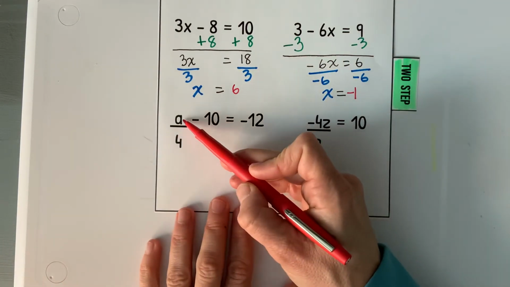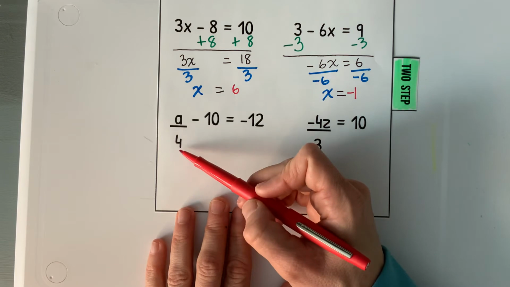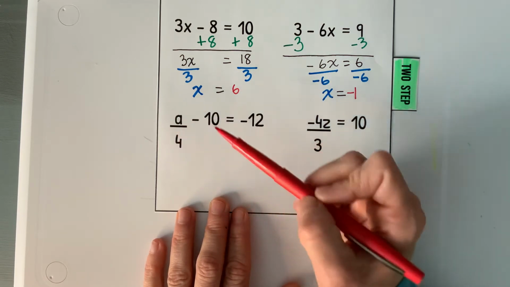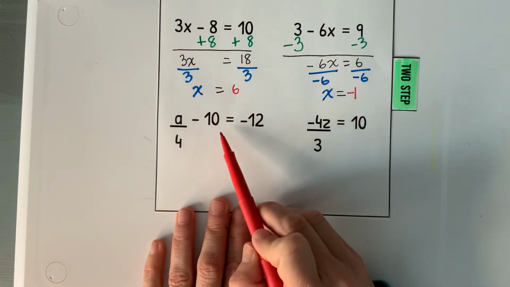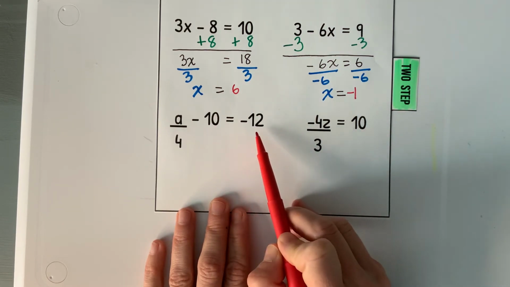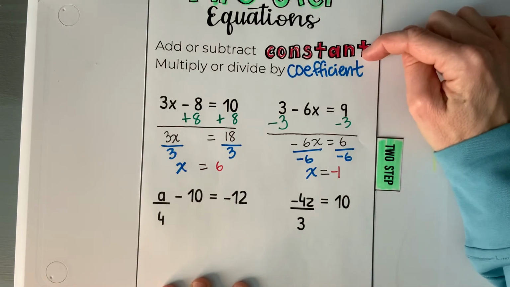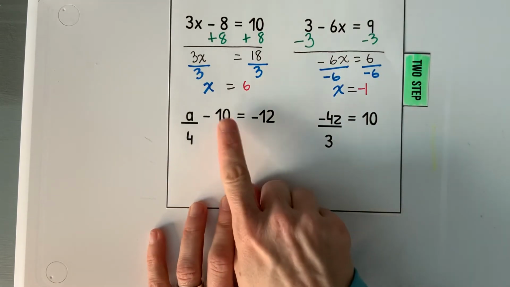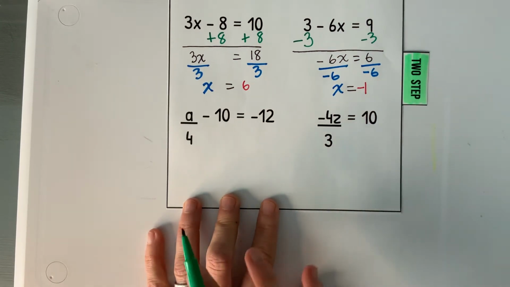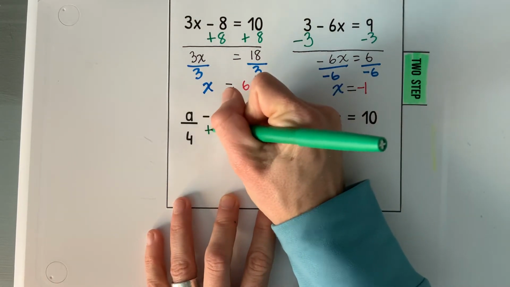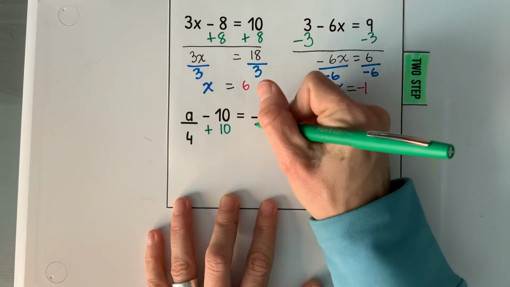We have a divided by 4, or 1/4 of a, or 1/4 times a, however you want to think of it. So it's a over 4 minus 10 is equal to negative 12. Okay, so first thing we need to do, add or subtract by the constant. So here's our constant, it's our regular number. So right now it is subtract 10. We need to do the opposite. So we are going to add 10. And what I do to one side, I do to the other. Add 10.